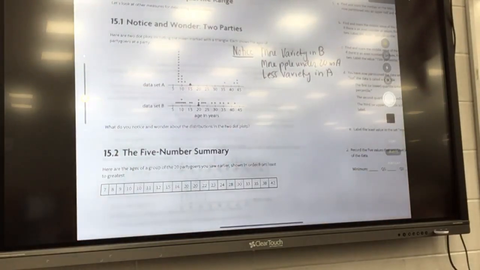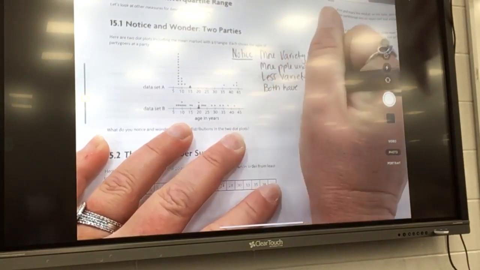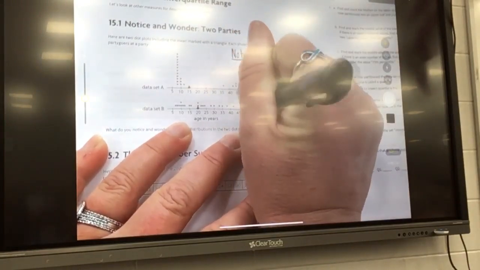Let me get someone from Miss Dixon's class. Nico, what'd you notice? Can't hear anything. 20 dots? Perfect. All right, so both have 20 dots. All right, so what do we wonder?